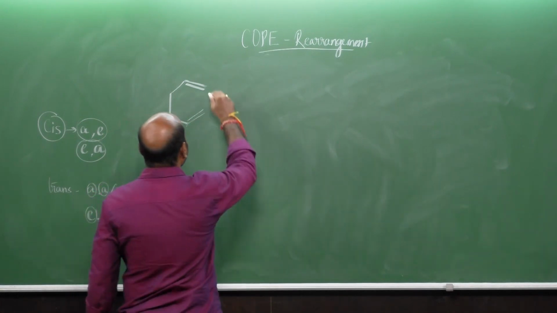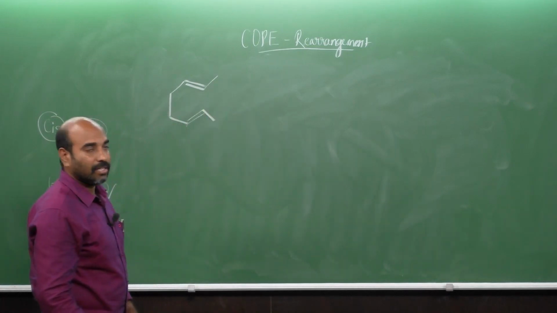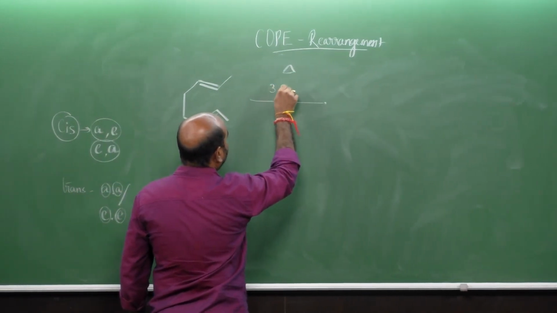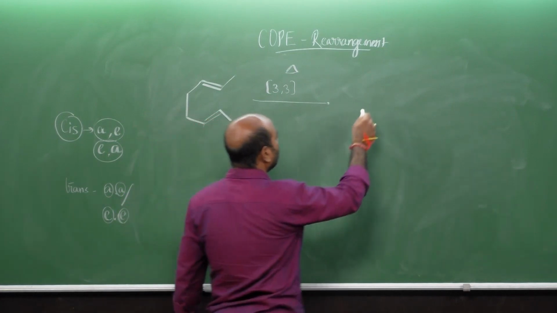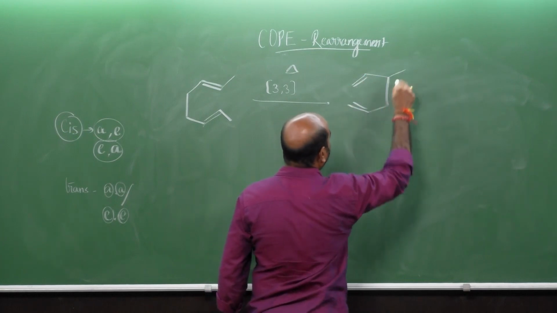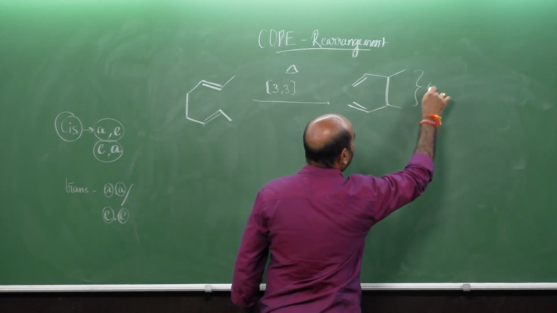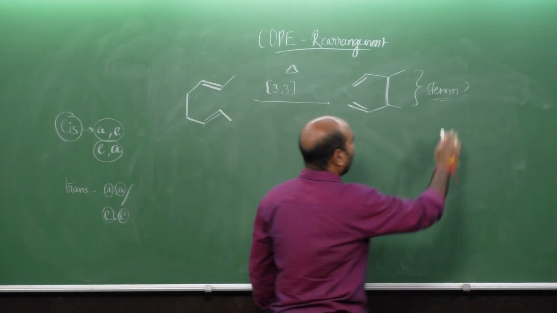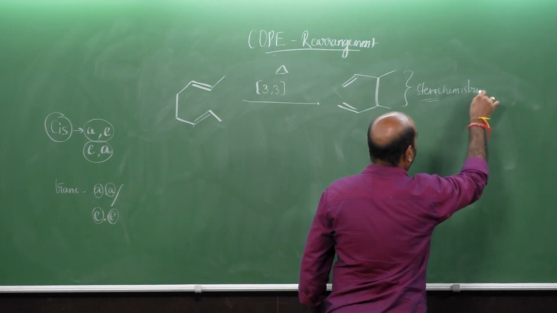For example, if you have substituents like this, if this is the starting material and now you are performing a 3,3 sigmatropic rearrangement reaction, what would be the stereochemistry after the completion of the reaction? Here the groups have to come, right? So what is the stereochemistry around this? That is the question.